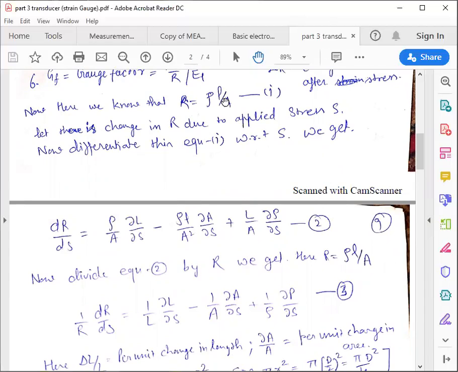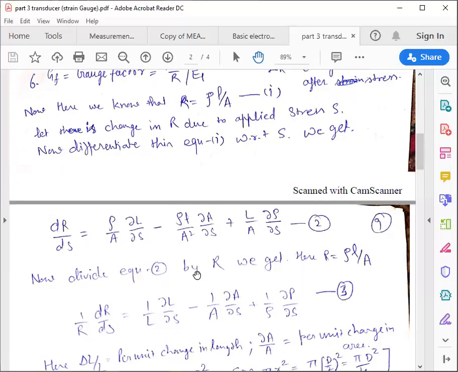Minus is due to the quantity A, which is varying with S. i.e. rho and L are constant and 1 by A is varying with strain S. So for rho L by A, if we differentiate 1 by A, it is minus 1 by A square; that minus sign shows that 1 by A is differentiated. That is minus 1 by A square, rho L constant, delta A by delta S, plus now L and A are constant and we take rho variable: L by A del rho by del S. Now this is my equation 2.